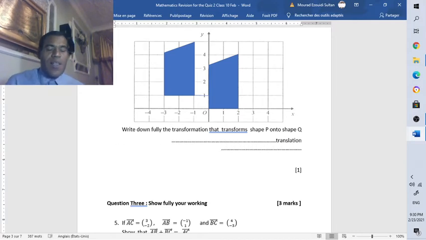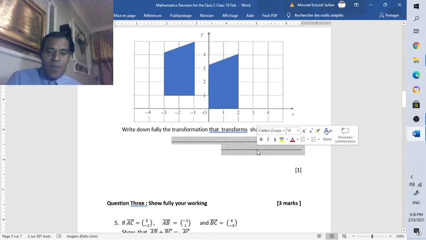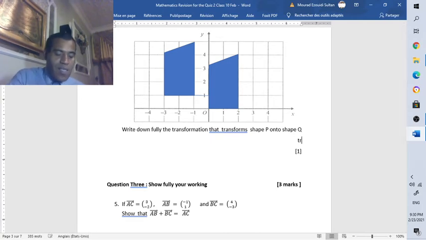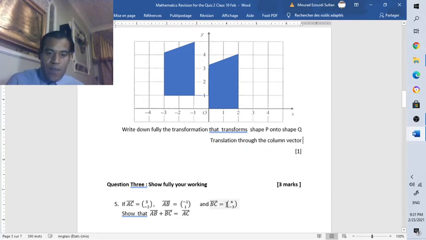You should give the name of this transformation. Is it a translation? Is it a rotation or something like that? Okay, so translation. Okay, through which column vector? Through the column vector, and here you will write the column vector.